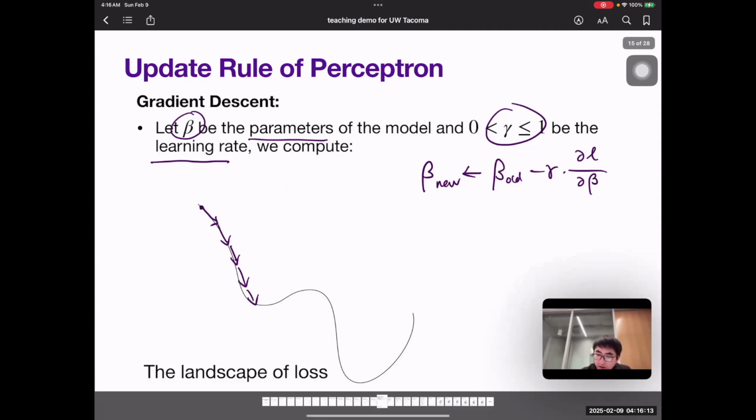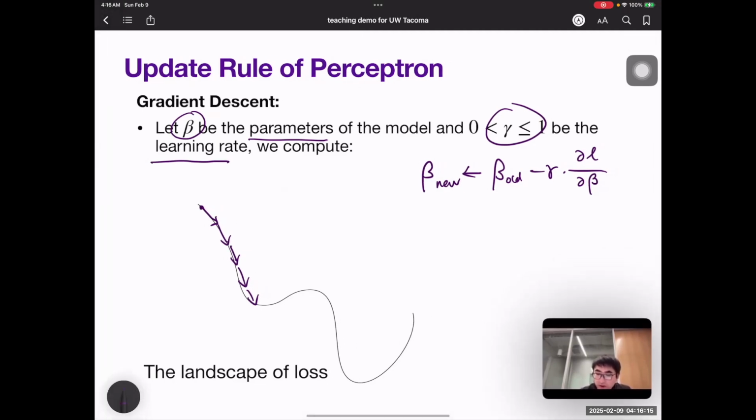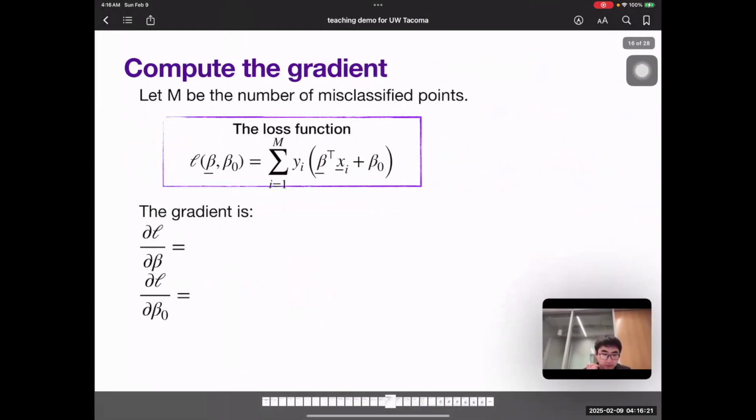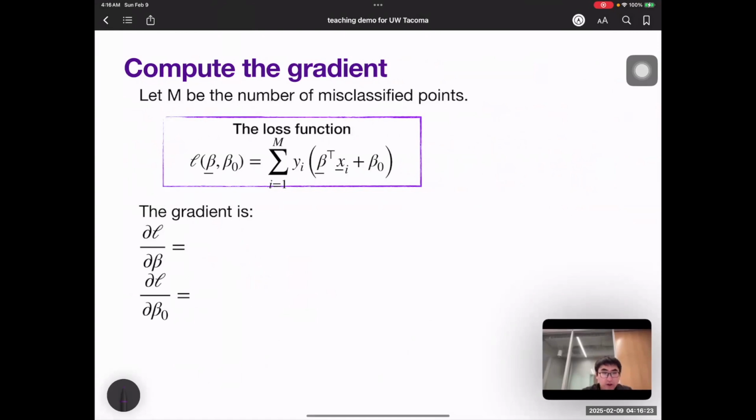So in this equation, it requires us to compute the partial L, partial beta. Now let's go back to our loss function and compute it. According to our previous calculation, we have the cost function here, defined as the distance of misclassified points. To compute the gradient, it is defined as follows.